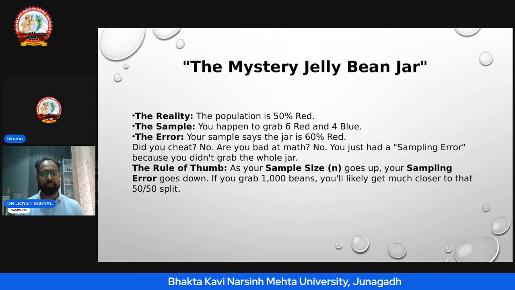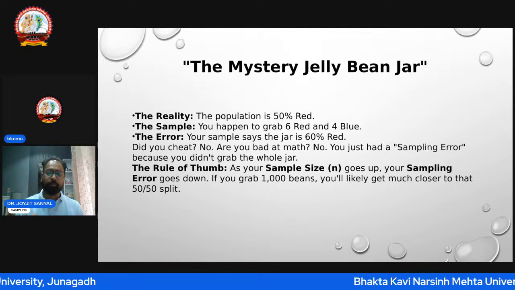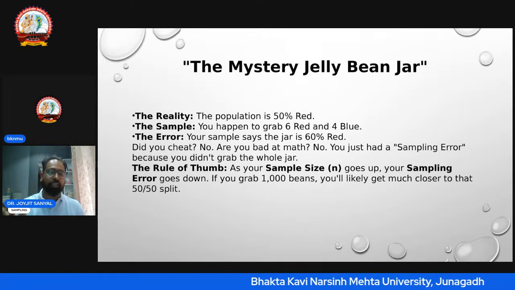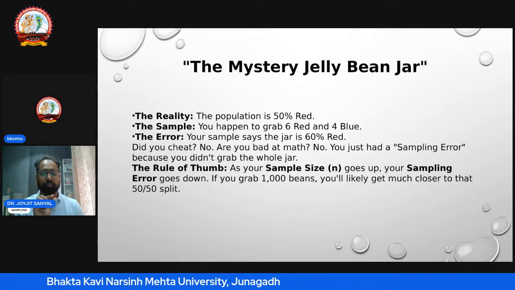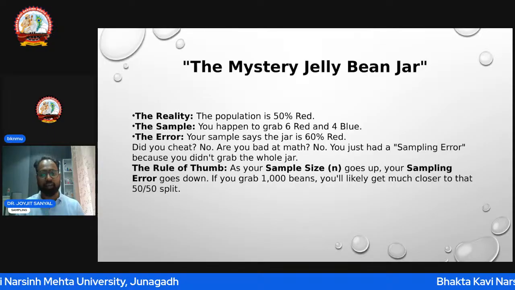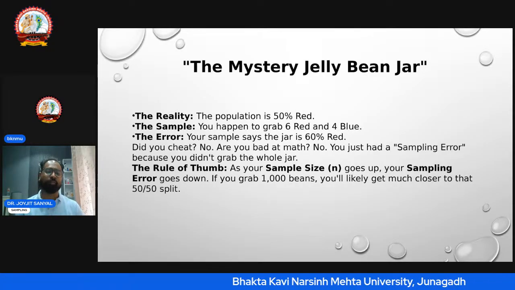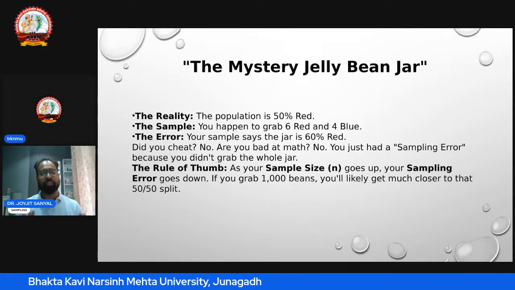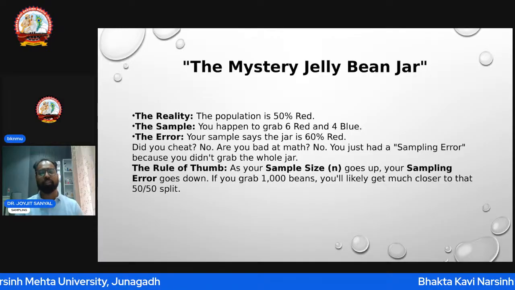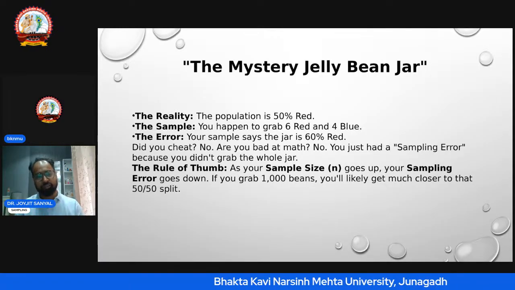Now, what is the error? Your sample will definitely say, when you have collected 6 red, that the 10 jelly beans you have collected are a composite of red and blue. So 6 are red. So when you will be writing your report, what are you going to write in that report? That my sample is 60% red. So 60% of my population consists of red jelly beans. That is what you are going to conclude, right? Isn't it? And that is what we definitely do.